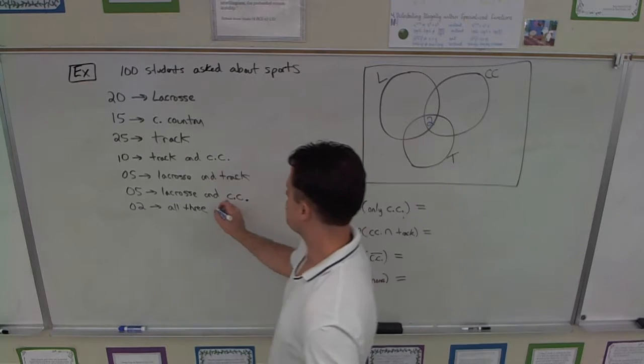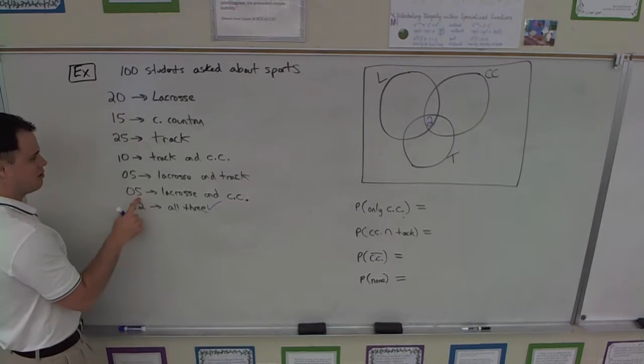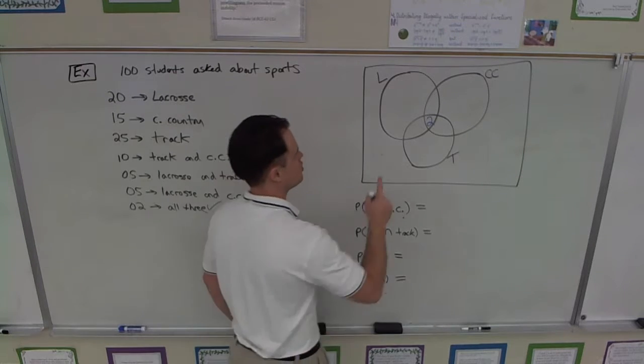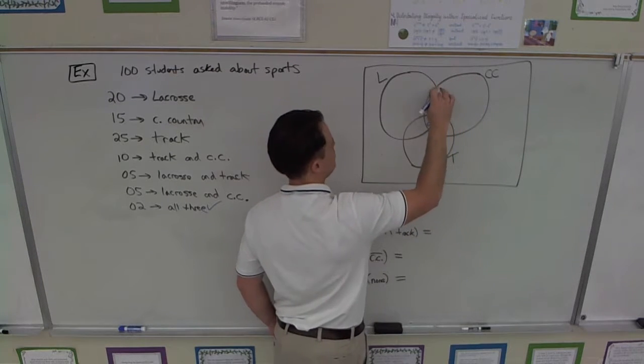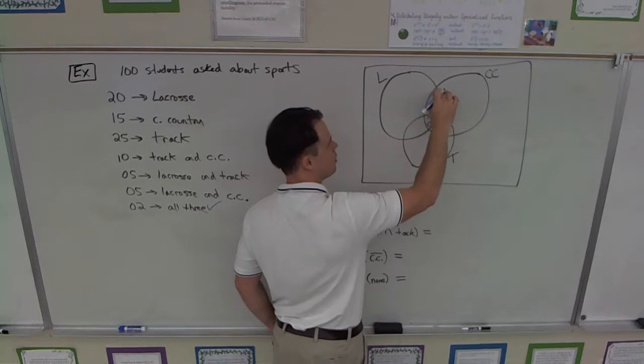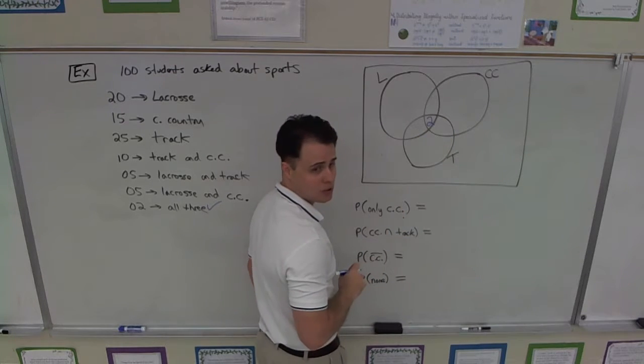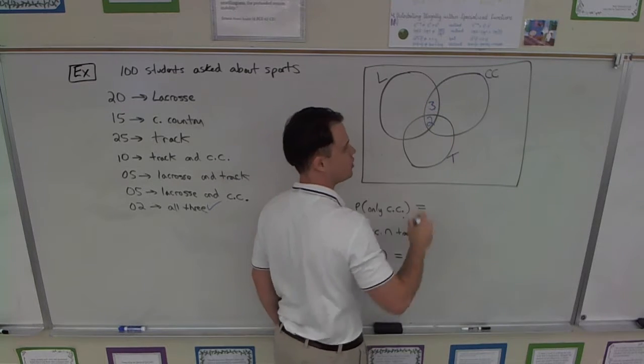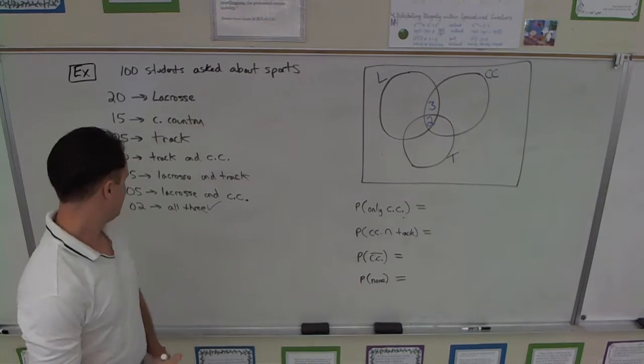So we took care of this. Then if we look at this one, 5 people played lacrosse and cross country. So lacrosse and cross country, that's this entire overlap, this entire intersection, if you want to say it properly. So if that's 5, then this must be 3, like Katie's saying. Okay, we took care of that.